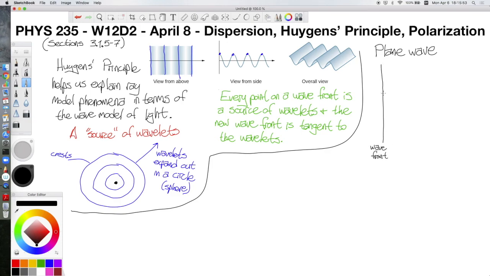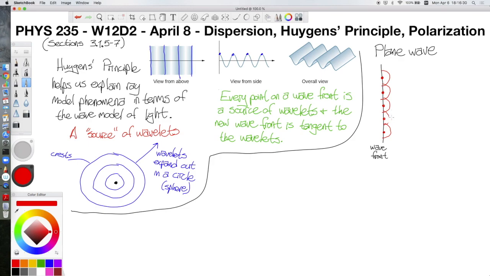So this is just one individual crest of a wave, drawing a line around it. Now Huygens' principle tells us that every point on this wavefront is a source of wavelets. So we could imagine this point as a source of wavelets, and the wavelets will expand out from there in a circle. And this point is a source of wavelets, and this point, and this point, and so on.